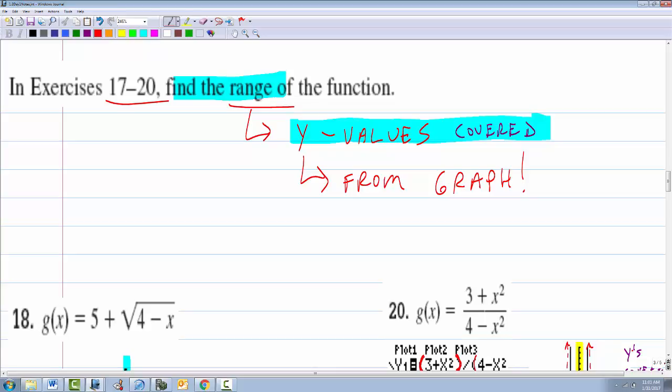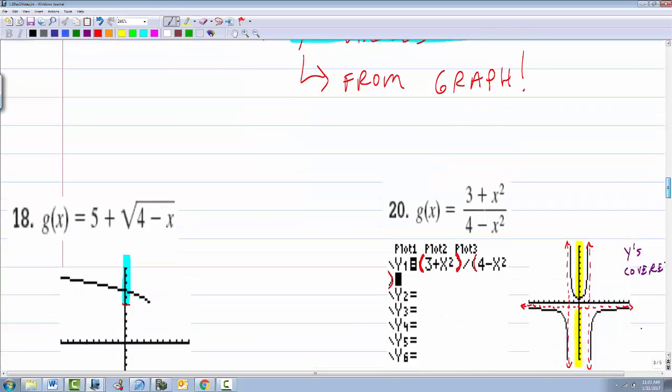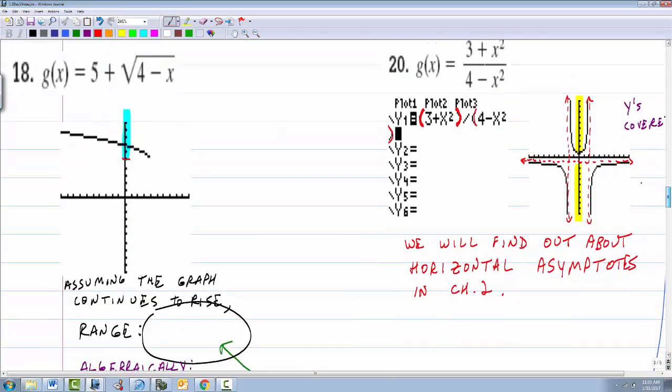Range means what? Y. So when you throw in x values, what kind of y's do you get? Now, here we go. You all right, Luke? Ah, I almost said your name. You could have sued me. I stopped.